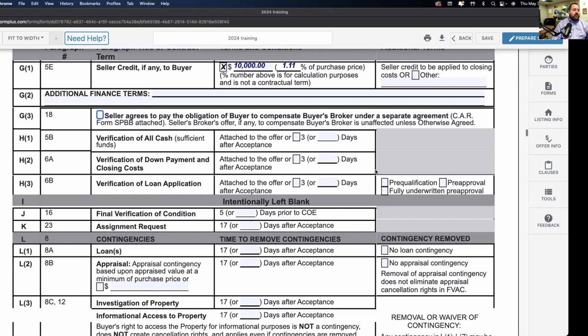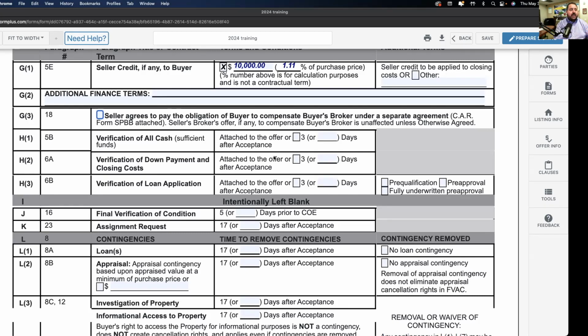Okay. Verification of all cash, sufficient funds. That's if the purchase is all cash. This is not about your down payment and closing costs. They're saying, I want to see your proof of all cash. The default is it's attached to the offer. So when you're writing your offer, if we're going to have a strong and complete offer, and it is an all cash transaction, you make sure that proof of funds is there.